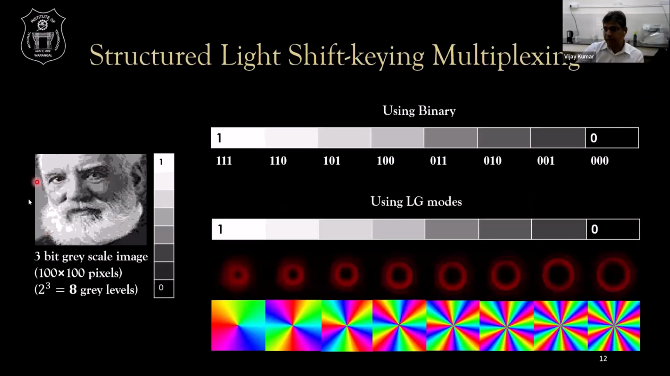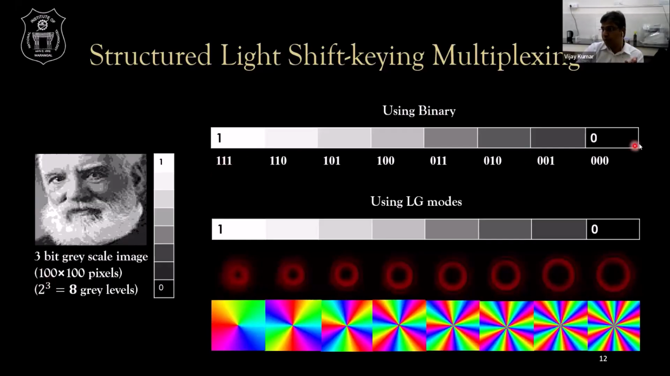In the 3-bit grayscale image, what I mean is it has 2 raised to 3 equal to 8 gray levels. So this image I can represent as 8 gray levels starting from black to white, and in between there are 8 gray levels including the top and bottom. If I have to encode this grayscale image and send it through a binary system, I require 3 bits, 2 raised to 3.